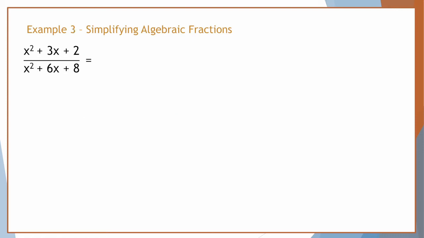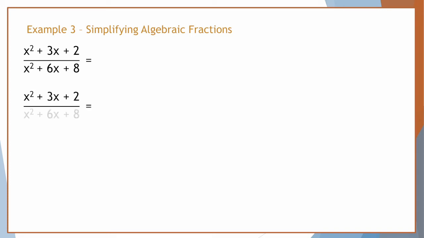So example 3 is a bit more complicated. We have to go through some additional steps to simplify it down. So we have x squared plus 3x plus 2 all over x squared plus 6x plus 8. You can see that there's no obvious way to draw out the common factor between the numerator and the denominator here, so we have to go ahead and factorize the top and bottom into double brackets.